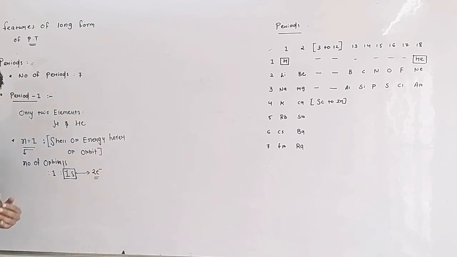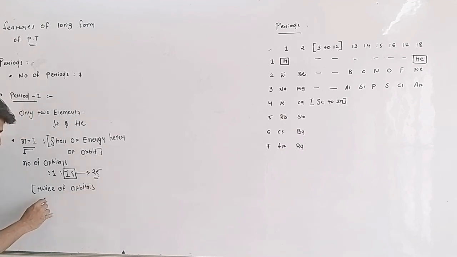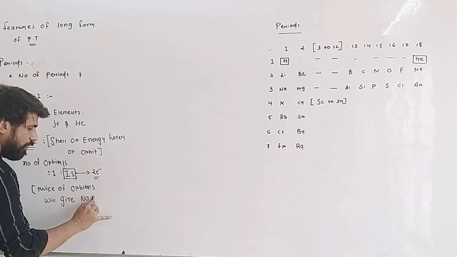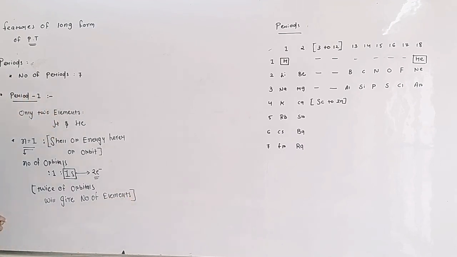Finally, the number of orbitals will give you the number of elements. 1 is the number of orbitals, and that is 1s. So twice the number of orbitals will give you the number of elements. I am going to note that thing. Twice the orbitals will give the number of elements. Is it simple?